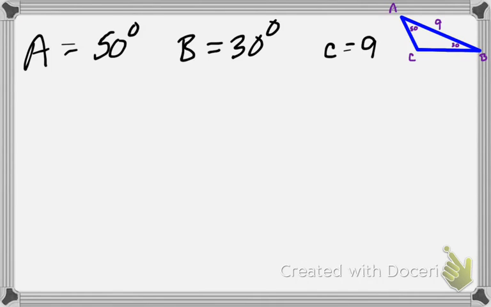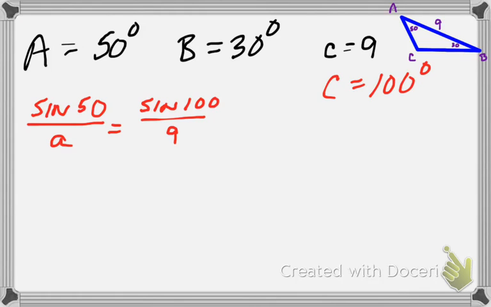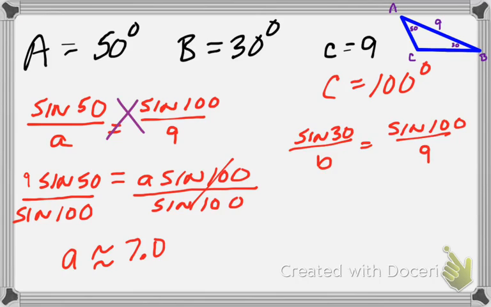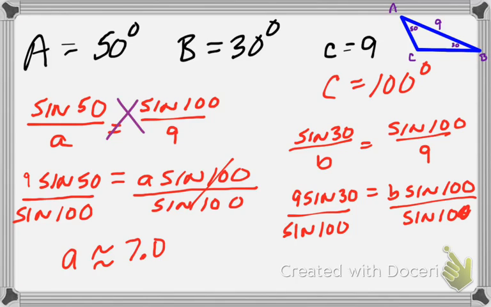There's my picture. And that means that C is 100 degrees. If you couldn't find C was 100 degrees from the very beginning, you didn't get very far. So now you can set up a law of sines with C and whichever one you want. I did A first, and I found that A is approximately 7. And then I would do the same exact process with C, sine of 100 over 9 equals sine of 30 over b. Just repeating what I just did. And for that one, I get approximately 4.6.